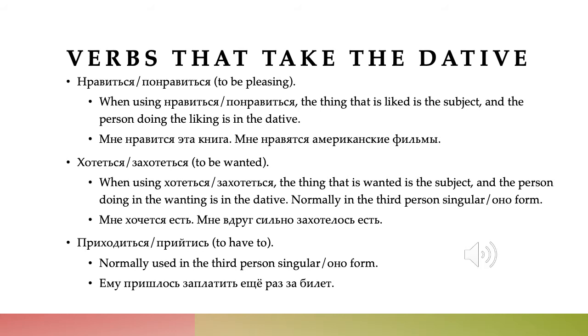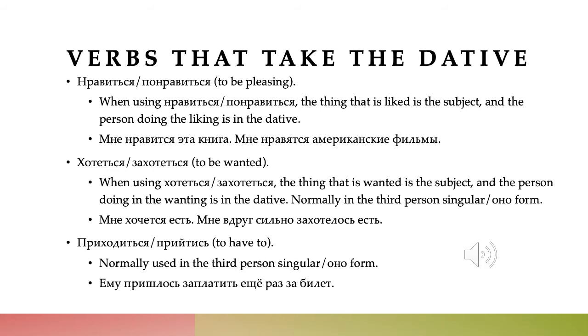Another verb that takes the dative is хотеться or захотеться, which is to be wanted, and it's often used with this meaning of to feel like doing something. It's almost always going to be in the third person as well, and in the past tense, it's going to be in the оно form. So we can say, for instance, мне хочется есть. I'm hungry or I feel like eating. Or in the past tense, мне вдруг сильно захотелось есть. I suddenly got really hungry.